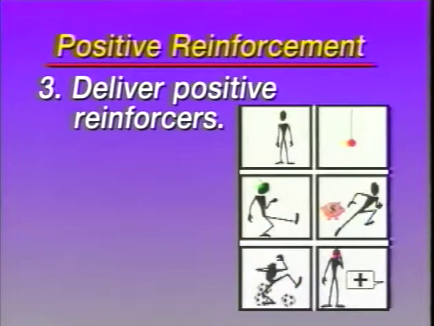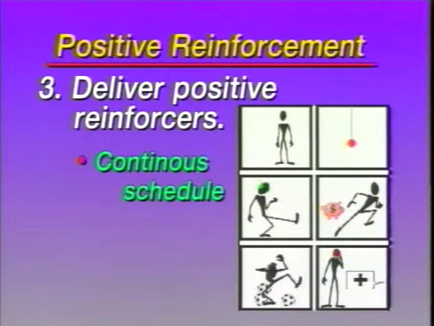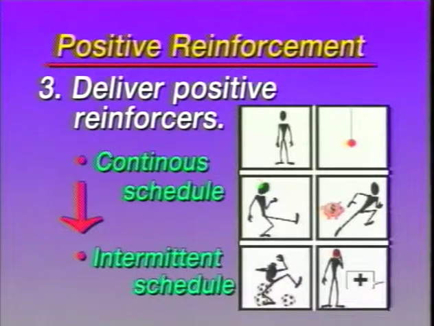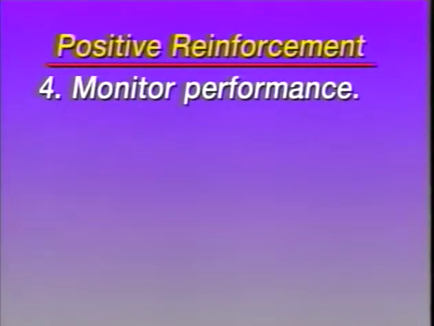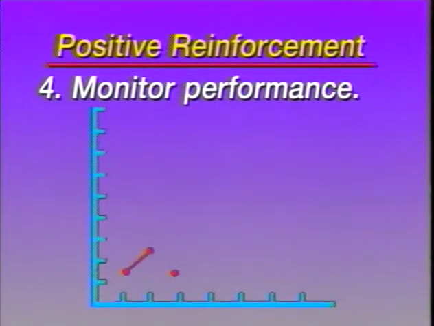Next, deliver positive reinforcers immediately after the target behavior. Begin with a continuous schedule of reinforcement. Then, gradually, as a student masters a skill, reduce the frequency of reinforcers by shifting from a continuous to an intermittent or unpredictable schedule. Finally, monitor student performance and make adjustments as needed.